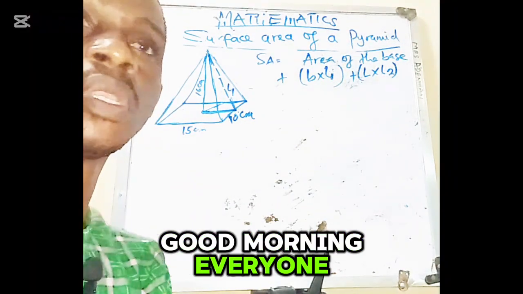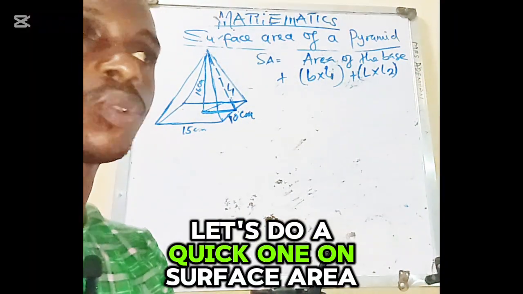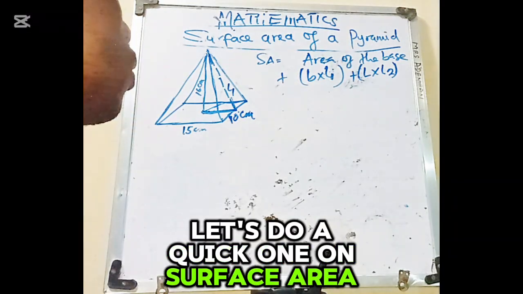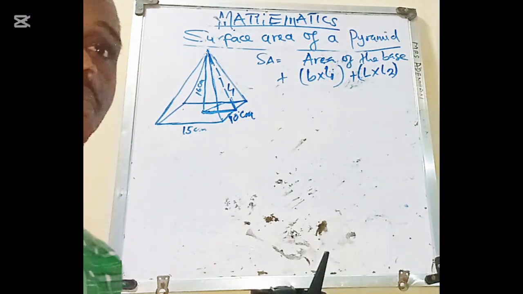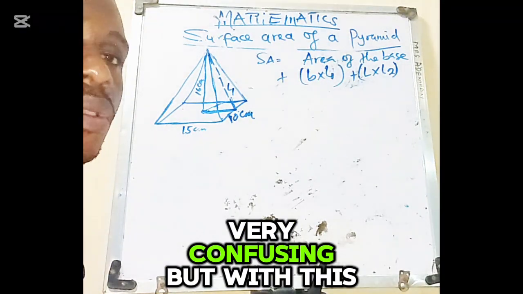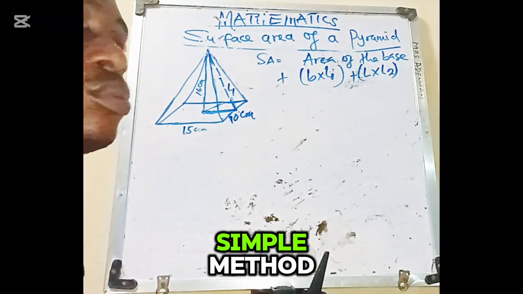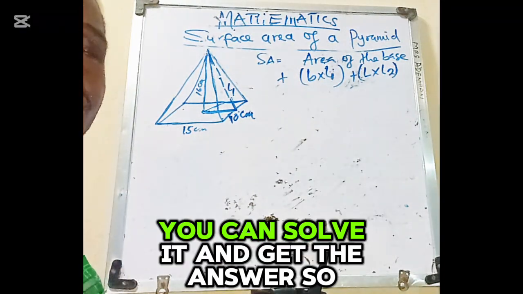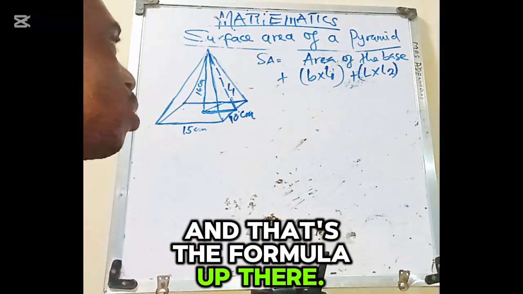Good morning, everyone. Let's do a quick one on surface area of a pyramid. Surface area of a pyramid could be very, very confusing, but with this simple method, you can solve it and get the answer so quick. And that's the formula on there.